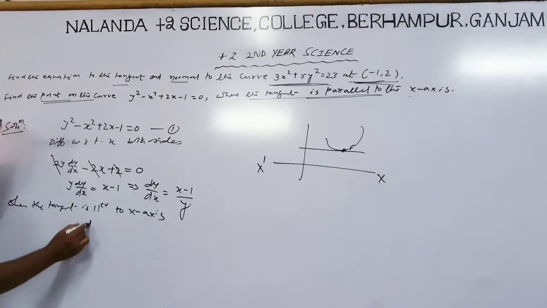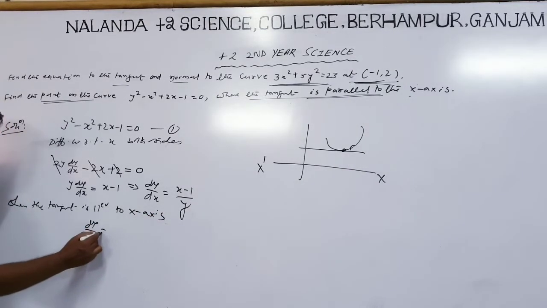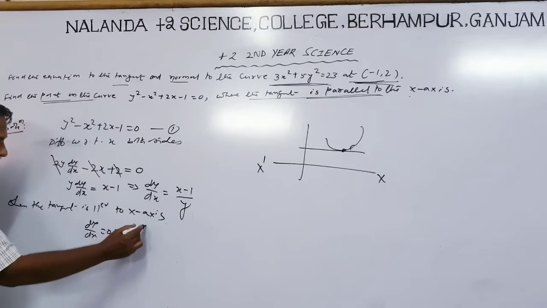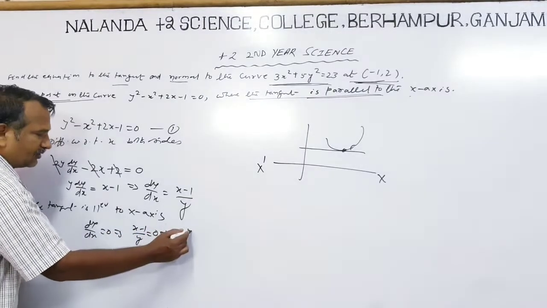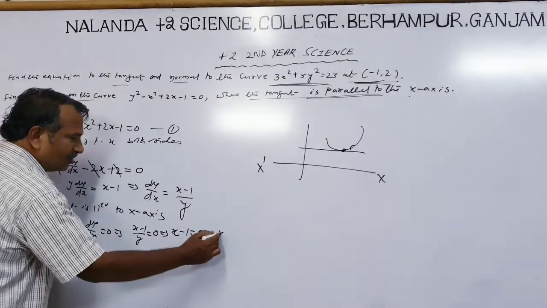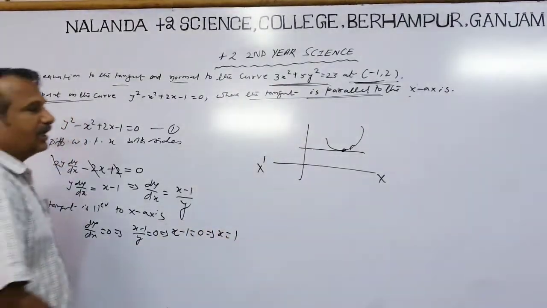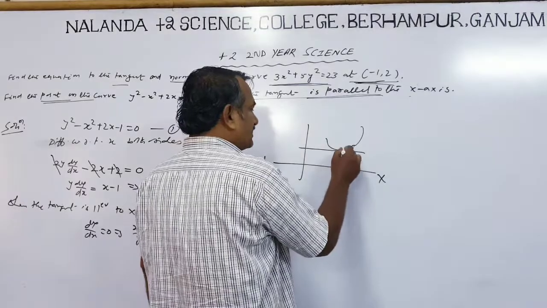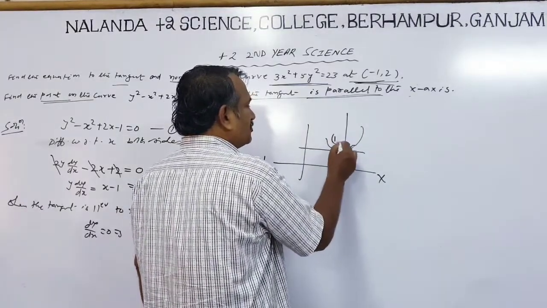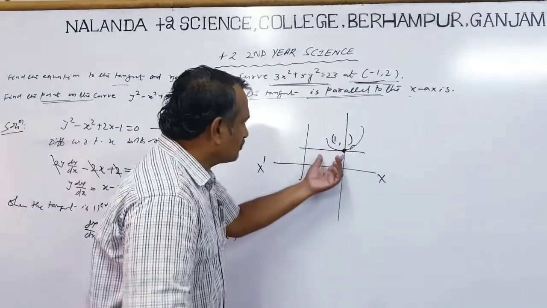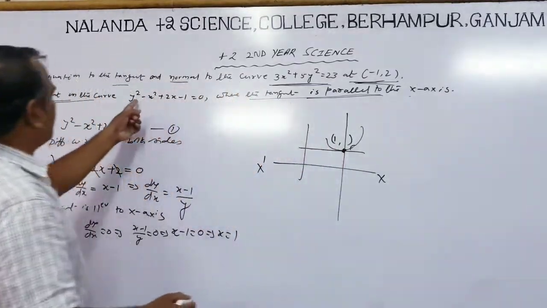That means dy by dx equal to 0. So here (x minus 1) by y equal to 0. X minus 1 equal to 0, so x equal to 1. So here the first coordinate is 1. So what is the y coordinate? Find out, and substitute x equal to 1 in the given curve.